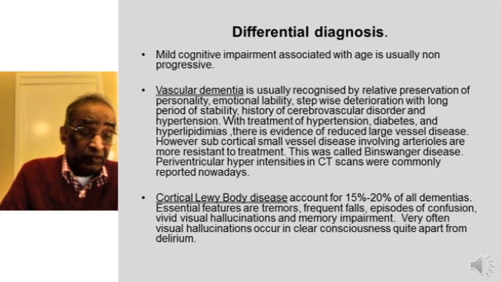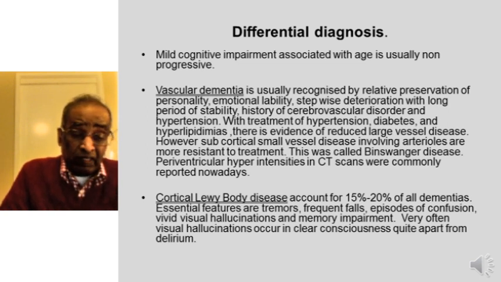Differential diagnosis. Mild cognitive impairment associated with age is usually non-progressive. Studies show 15% of those tested progress to AD in later life. Vascular dementia is usually recognized by relative preservation of personality and emotional ability, and stepwise deterioration with long periods of stability. History of cerebrovascular disorder and hypertension are also common.